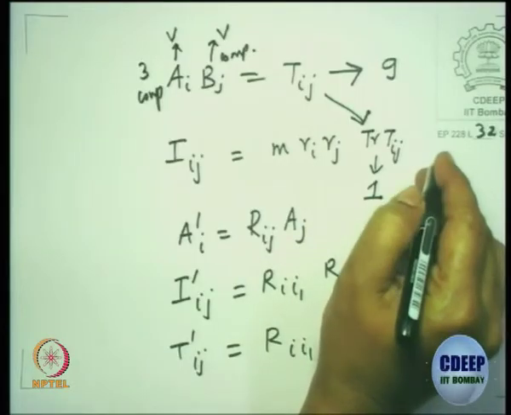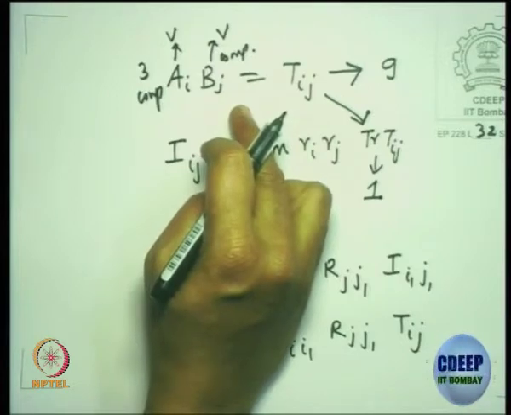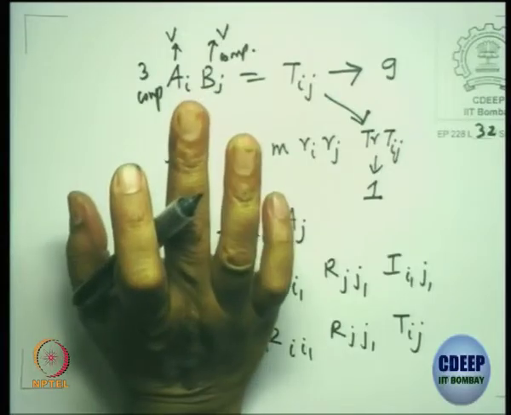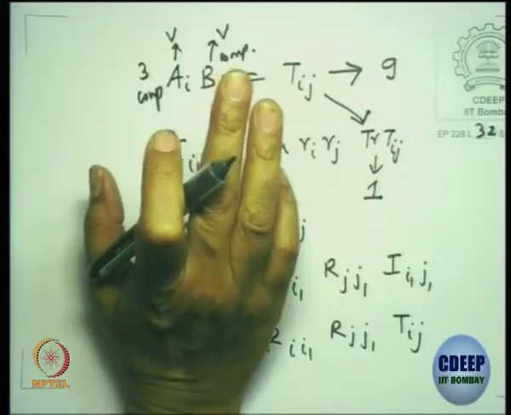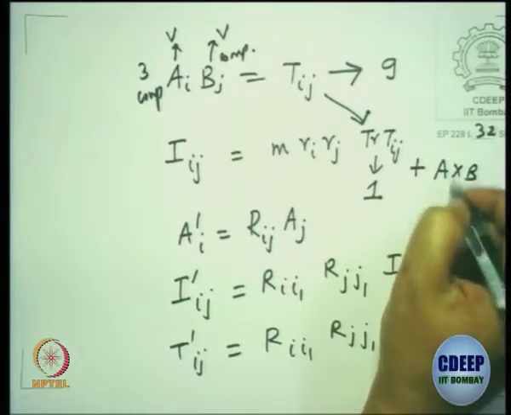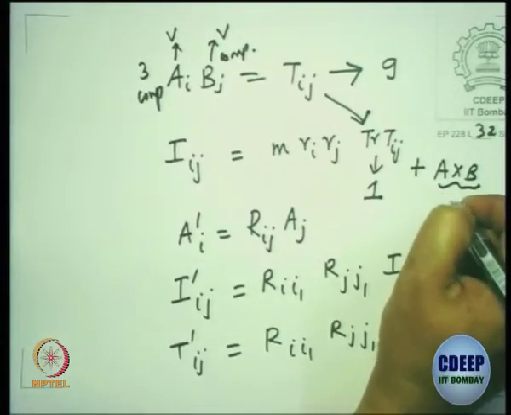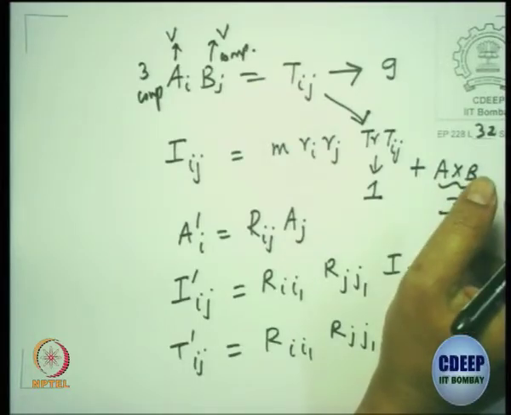What else can I do? I can take a cross product of these 2 vectors. The cross product of 2 vectors in 3 dimensions is a vector, right? A cross B is a vector. So I could write an antisymmetric combination, which I will call A cross B. How many components are there? 3. A cross B has only 3 components, right?